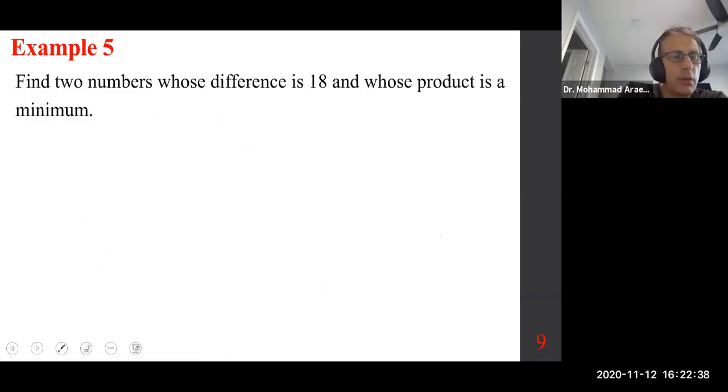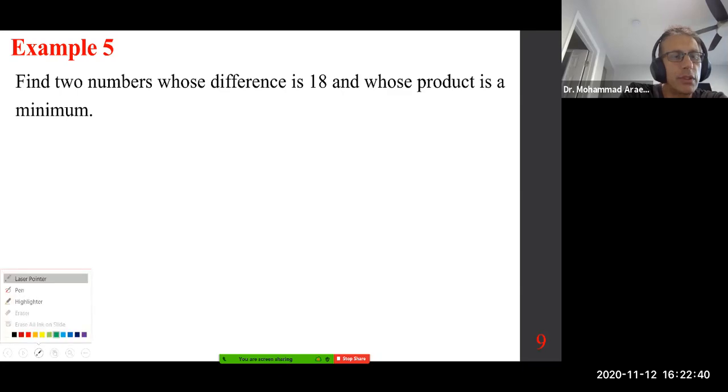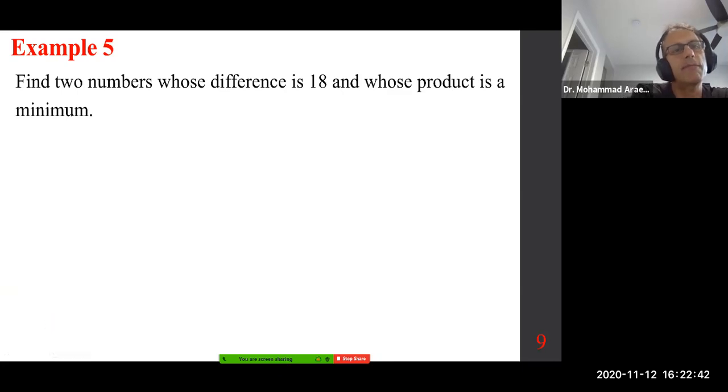All right, we want two numbers again. So immediately we're going to say x and y. Just choose anything you want, but we are comfortable with those. We want this to be minimum now. What? The product. So that means x times y. We want to minimize it. Their difference is 18, so x minus y is 18.